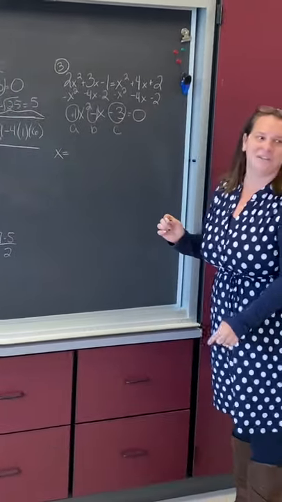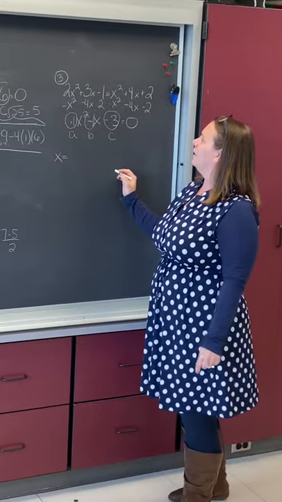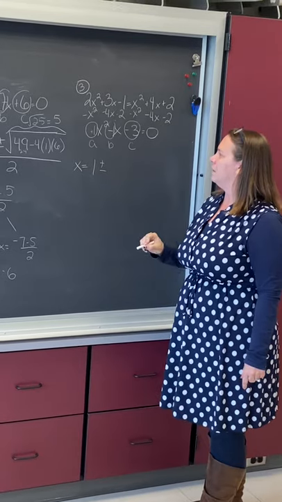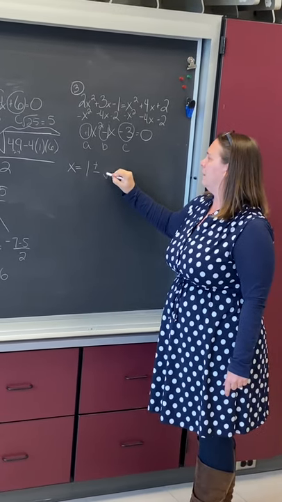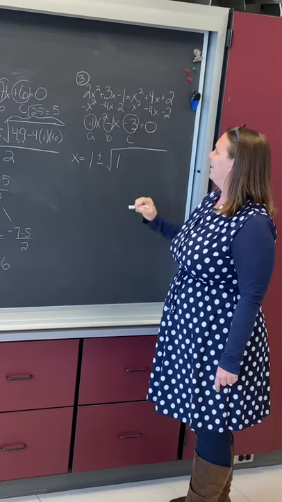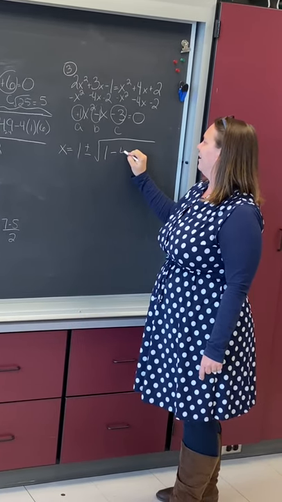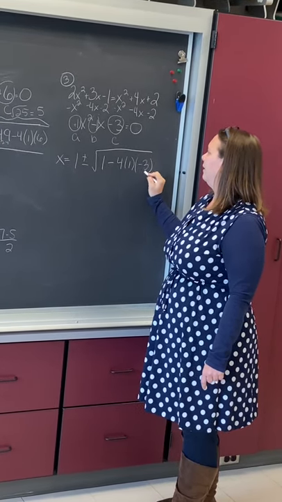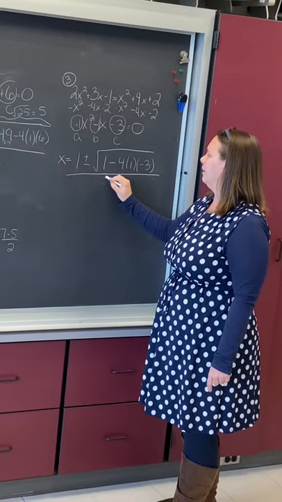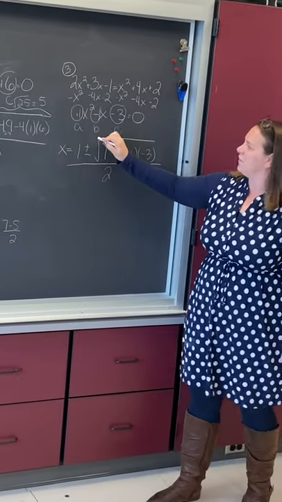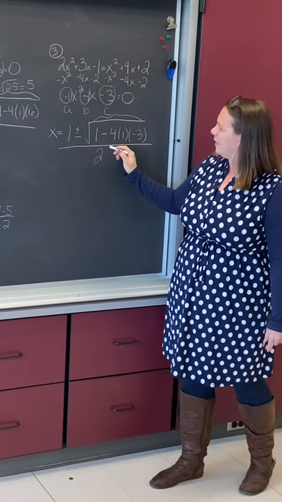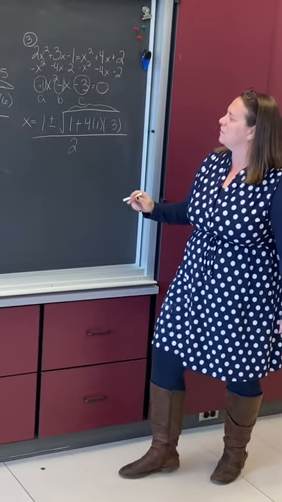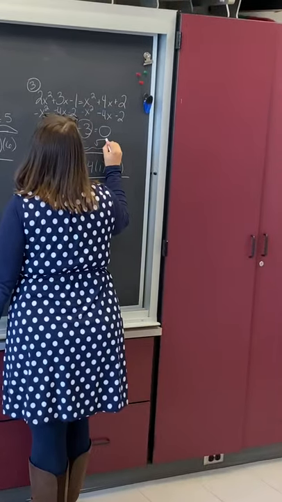Sarah, tell me what this equation is going to look like. 1. Good. Plus or minus 1 under the square root. Minus 4 times 1 times negative 3 over 2 times 1. Good. Okay, so let's figure out what's under our radical. We have two minuses. That makes this a plus. 3 times 4 is 12. 1 plus 12, square root of 13.